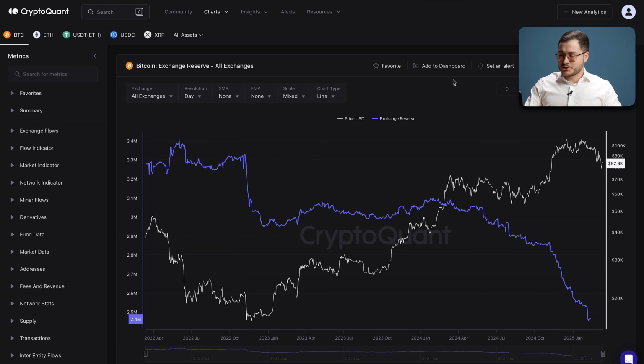A bit more fundamental data. What do we see on the exchanges? I love those charts. I love those charts on the exchanges. I've been paying attention to those for ages. Bitcoin balance on exchanges. Quick explanation, what does that mean? Bitcoin balance on exchanges is all the Bitcoin that is lying somewhere on crypto exchanges.